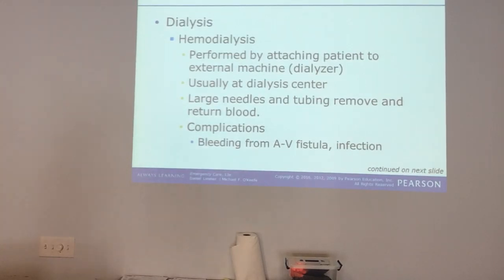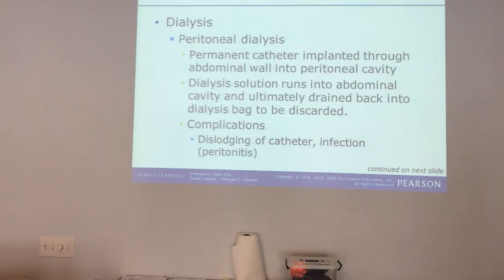And a lot of times they have bleeding from that. Our first goal is always direct pressure. We want to try to stop that up with direct pressure first and a good pressure bandage if we can. If we absolutely have to, we can use a tourniquet, but remember that that could ruin that AV fistula completely. Most likely will.